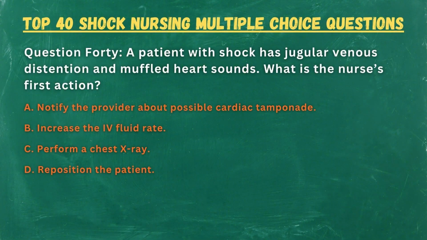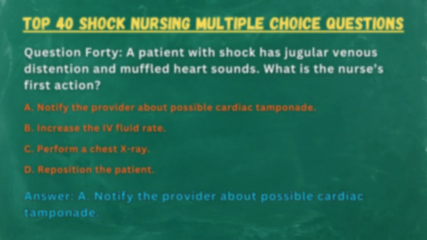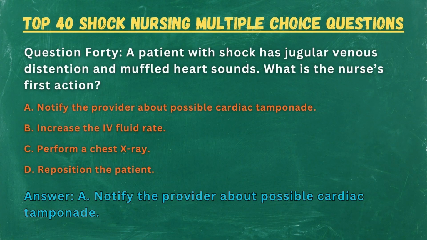Question 40. A patient with shock has jugular venous distension and muffled heart sounds. What is the nurse's first action? A. Notify the provider about possible cardiac tamponade. B. Increase the fluid rate. C. Perform a chest X-ray. D. Reposition the patient. Answer: A. Notify the provider about possible cardiac tamponade.